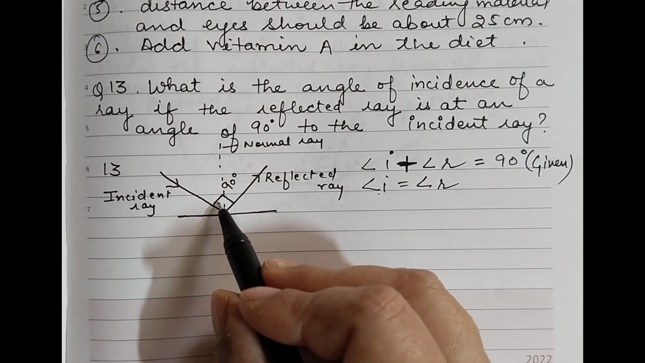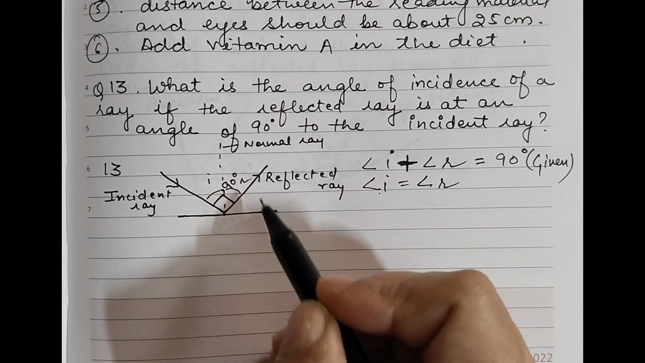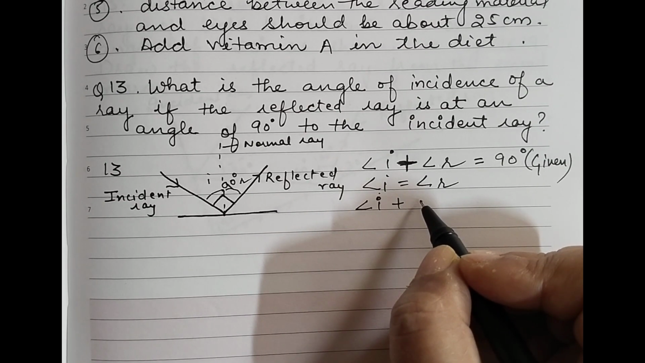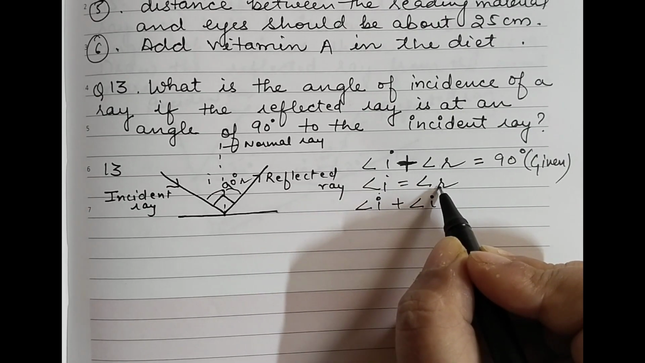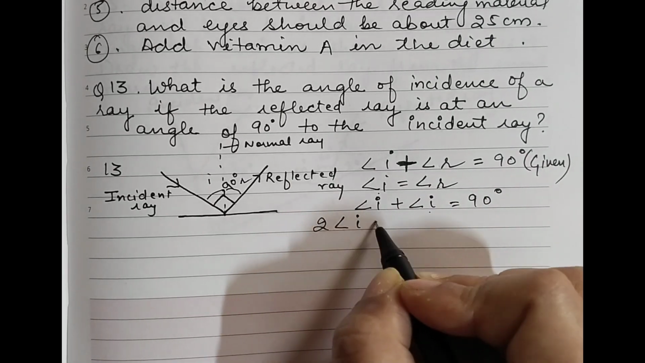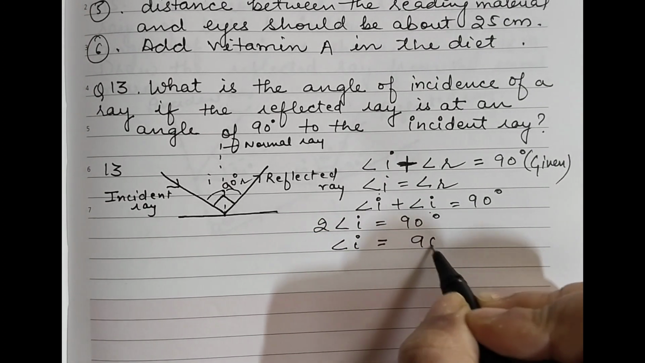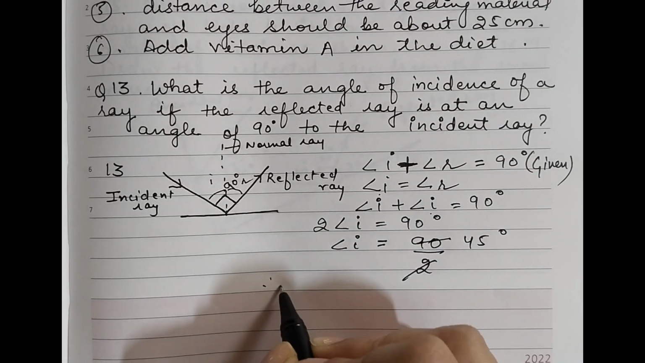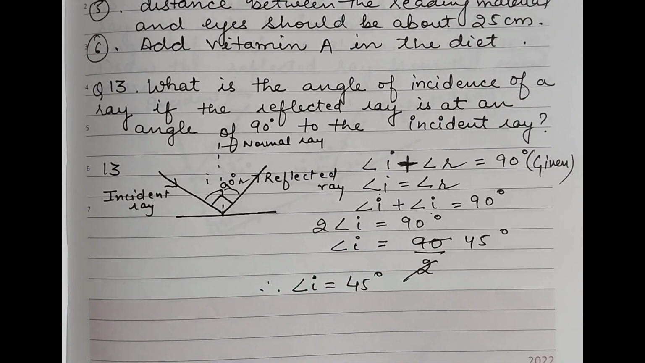We know angle of incidence is equal to angle of reflection. This angle is equal to this angle. So here angle of incidence plus angle of incidence. If both are equal, then we can write angle of reflection as angle of incidence, 90 degree. So 2 angle of incidence is equal to 90 degree. What is the value of angle of incidence? 90 upon 2. It comes out 45 degree. Therefore, angle of incidence is equal to 45 degree. This is your answer.